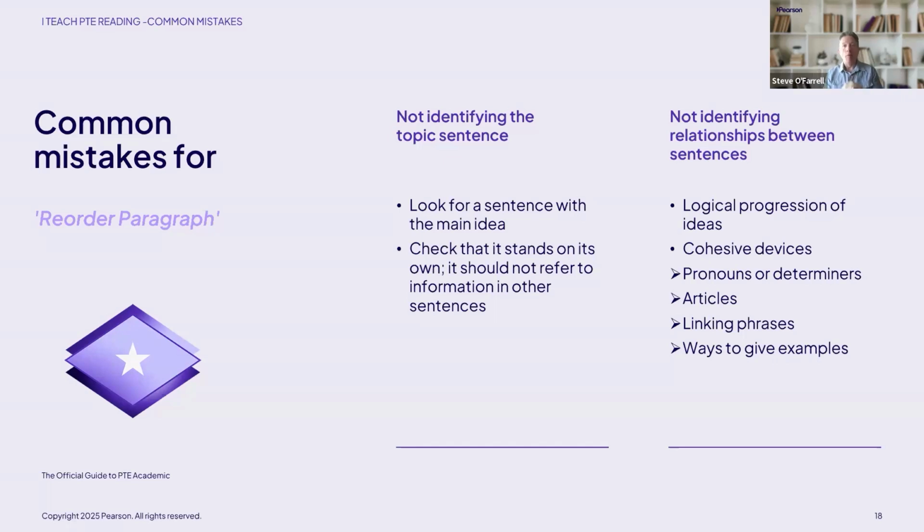Linking phrases: first, then, as a result, consequently. Those kinds of phrases can tell you that a sentence might come after something that went previously. And ways to give examples. The most obvious one being, for example, XYZ will almost certainly follow a previous sentence that gave a more general statement.